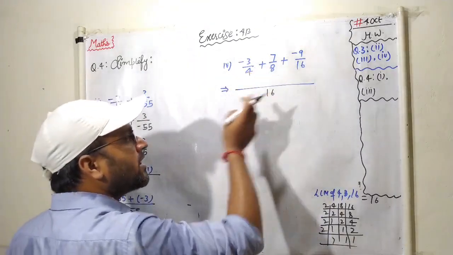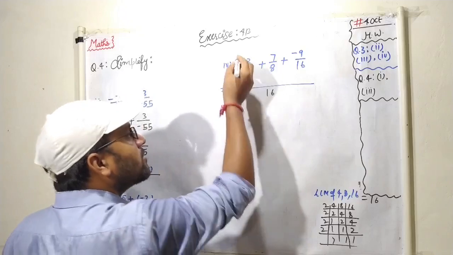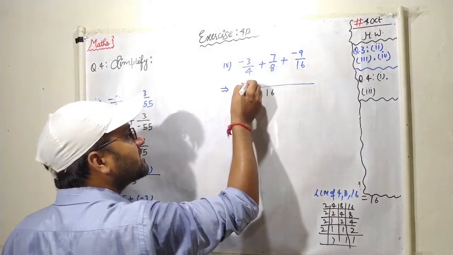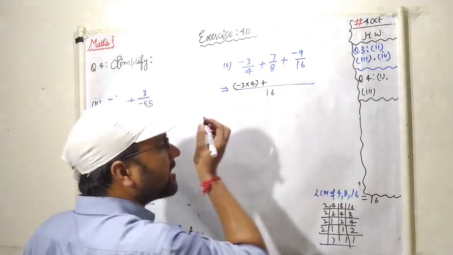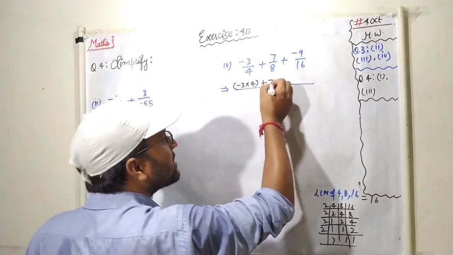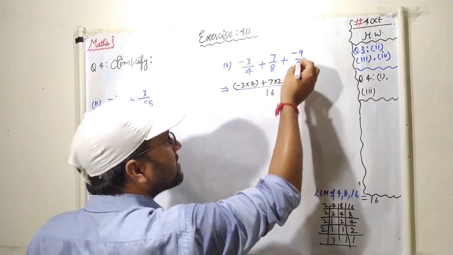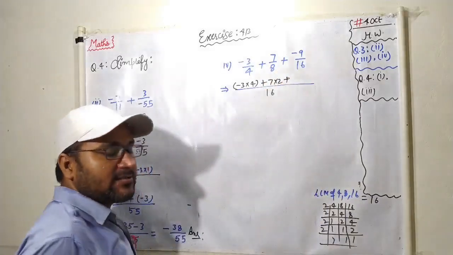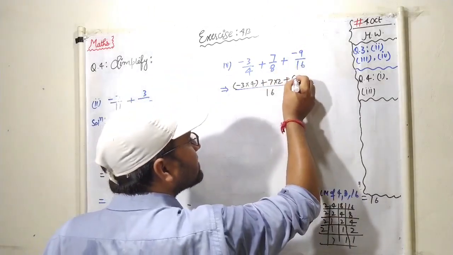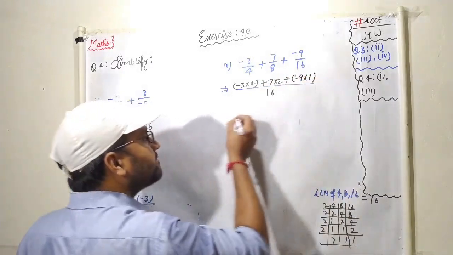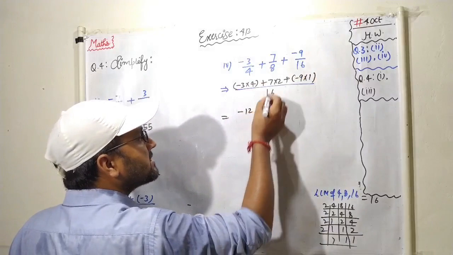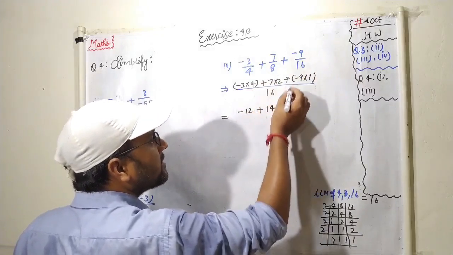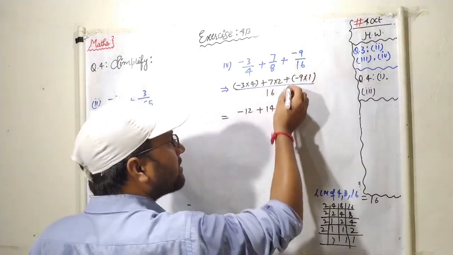So by 4, if you divide this 16, what you will get? 4. 4 is going to be multiplied into minus 3. Okay, plus by 8, if you divide this 16, 2. 2 is multiplied into 7. Plus by 16, if you divide this 16, 1. 1 is multiplied into minus 9. Okay, minus 3 is multiplied into 4, minus 12. Plus 7 is multiplied into 2, 14. Minus 9 is multiplied into 1 with plus.